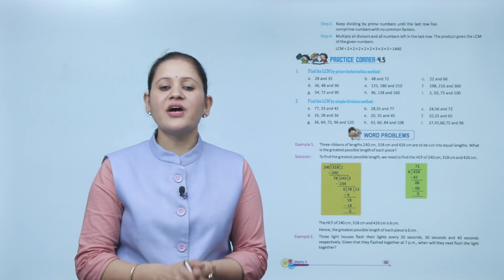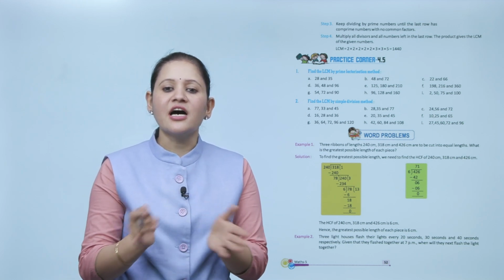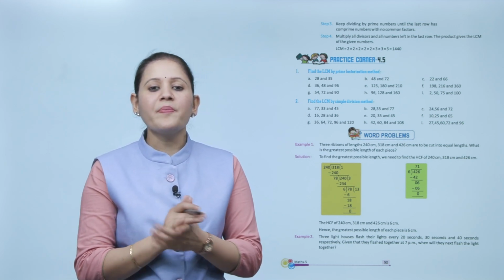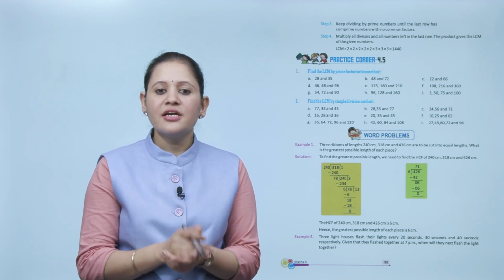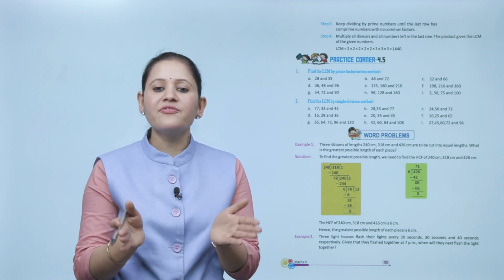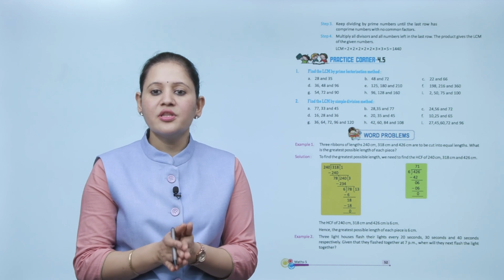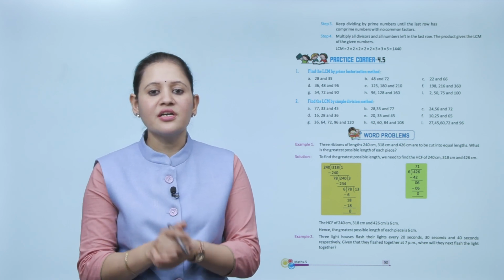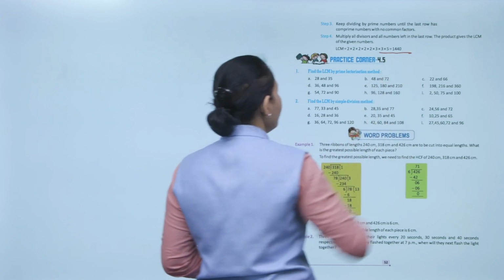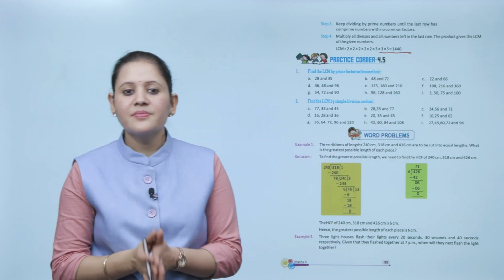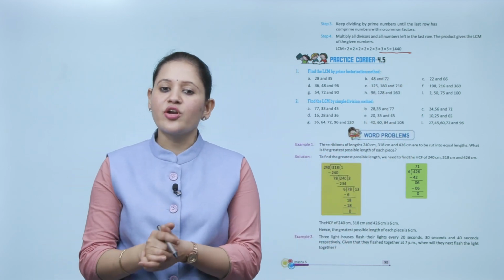Step 3. Keep dividing by prime numbers until the last row has co-prime numbers with no common factors. Multiply all divisors and all numbers left in the last row. The product gives the LCM of the given numbers. So LCM will be 1440. Clear? Next is practice corner 4.5.